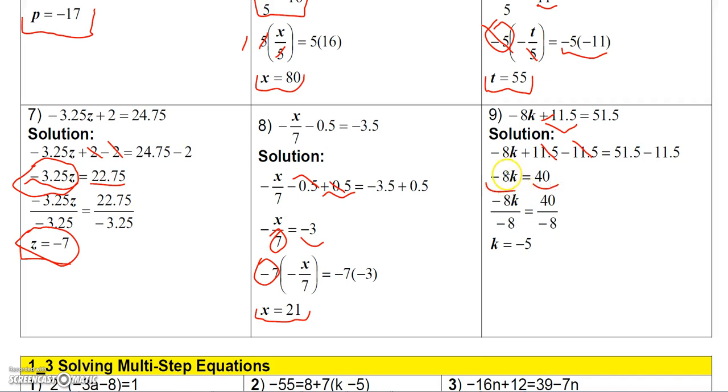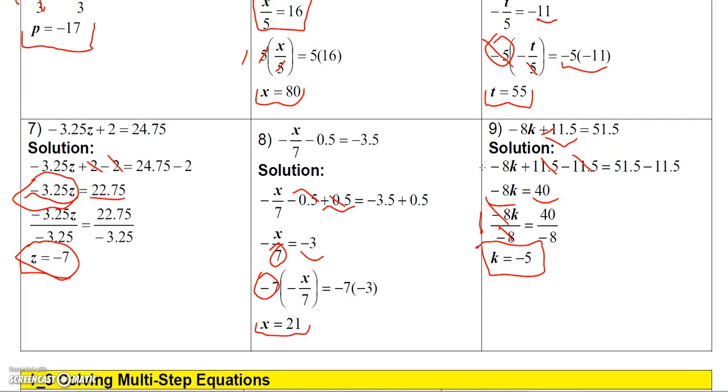And then you want to get the k by itself, so you'll simply divide both sides by negative 8. When you divide negative 8 into negative 8k, you just get 1k. And then 40 divided by negative 8 will give you negative 5. So k would be negative 5. Now on each of these, you can also cancel.